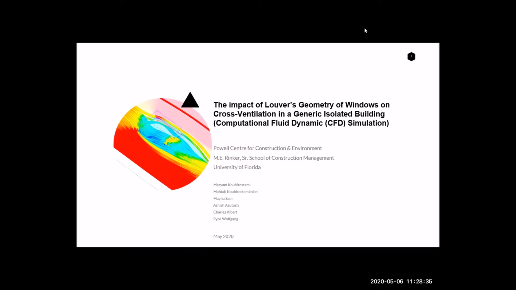Hello everybody, hope you're doing well and staying safe. My name is Mahya. I'm a PhD student in construction management at the University of Florida. Today we are presenting our paper, which is called The Impact of Louver Geometry of Windows on Cross Ventilation in a Generic Isolated Building by using Computational Fluid Dynamic CFD simulation.